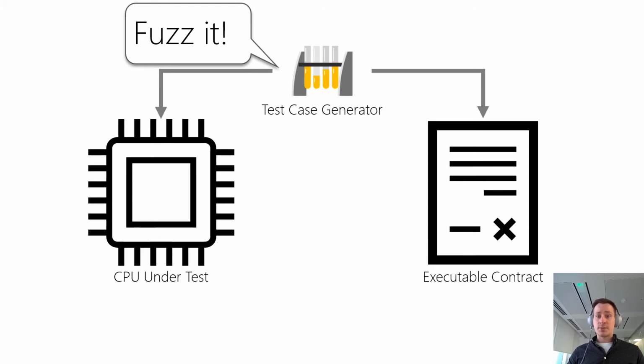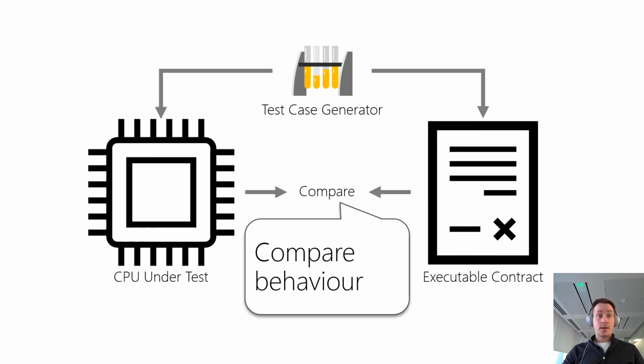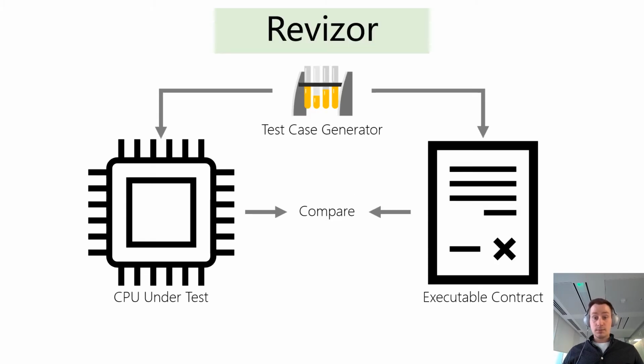This is conceptually somewhat similar to fuzzing, an idea that is often used to test software. When we have these test cases, we run them on both the CPU and the executable contract and compare their behavior. If we find that the behavior does not match, this is a potential vulnerability, and we report it to the user. So overall, the concept of creating random test cases, executing them on the CPU and the contract, and comparing them is our approach to testing. Based on this idea, we built our tool, which we call Revisor, a tool for detecting speculative vulnerabilities in CPUs.